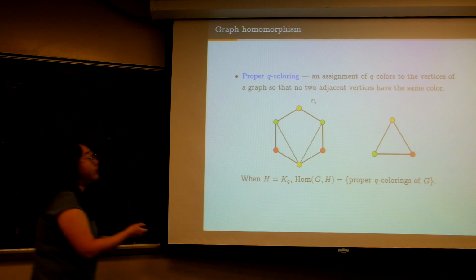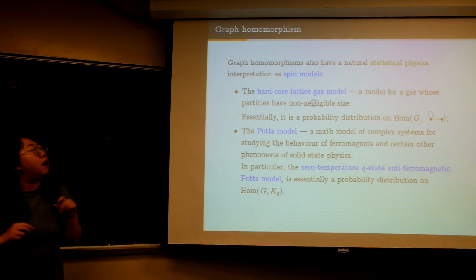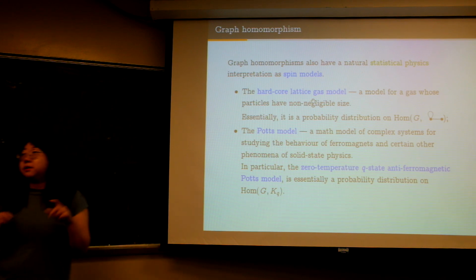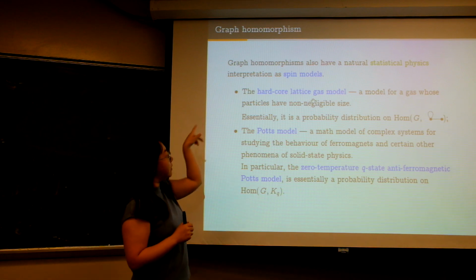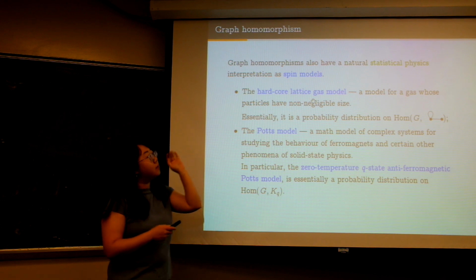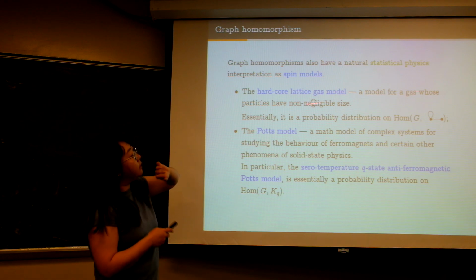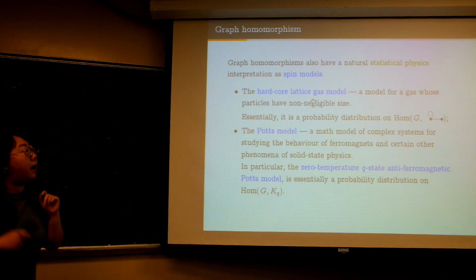On the other hand, graph homomorphism has a very natural motivation from statistical physics as a spin model. One of the most classical models is called the hardcore lattice gas model. This is a model used to study gas whose particles have non-negligible size.